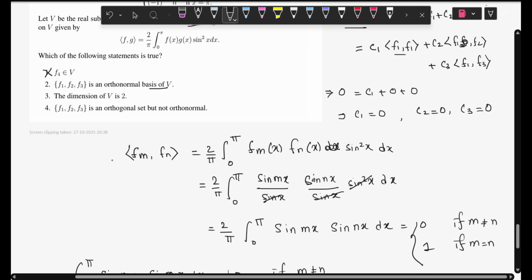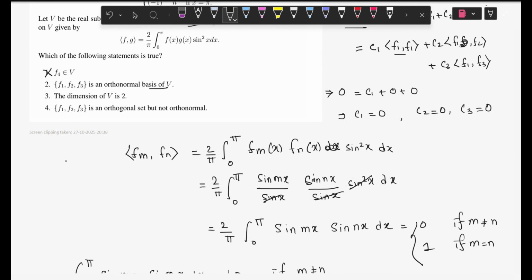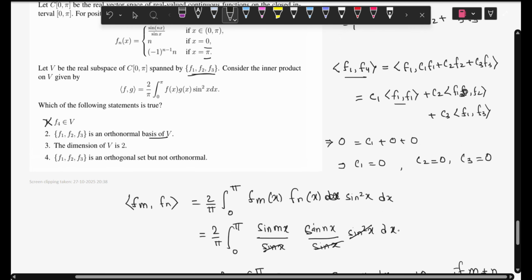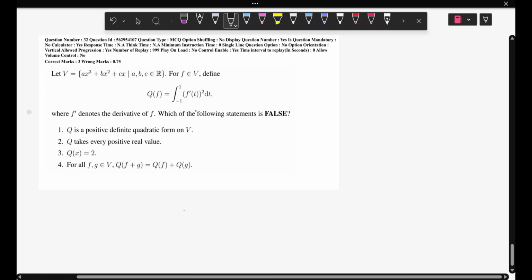Now note that the inner product between f1 and f2 is 0, f2 and f3 is 0, f1 and f3 is 0, and the inner product between f1 and f1 is 1, f2 and f2 is 1, f3 and f3 is 1. So this is an orthonormal set of basis of V. So that's all about this question. Now let's move on to the next question.